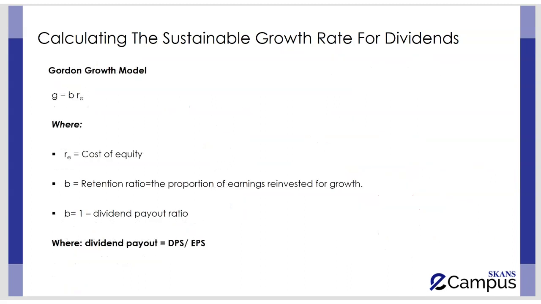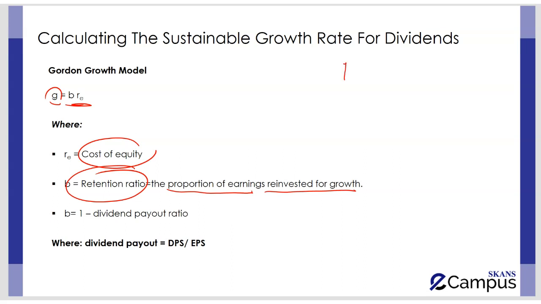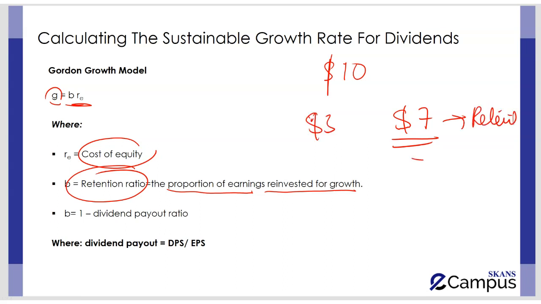The other method that we can use is called the Gordon growth method, where the growth rate is basically a product of cost of equity and the retention ratio. So what is the retention ratio? The proportion of earnings reinvested for growth. So if you have earned $10 profit and you gave $3 as dividend, then $7 is what? That is your retention. So I can write the retention ratio to be 7 over 10, which is 70%.